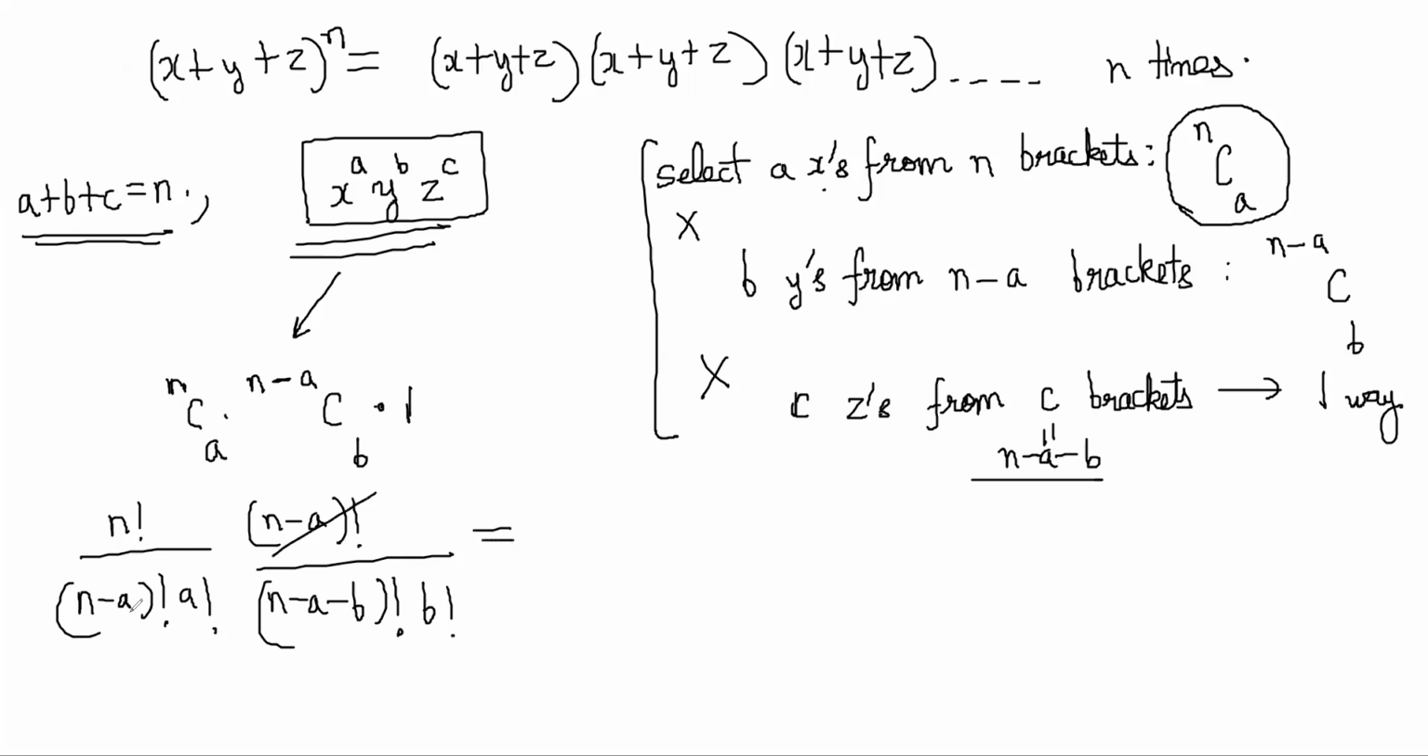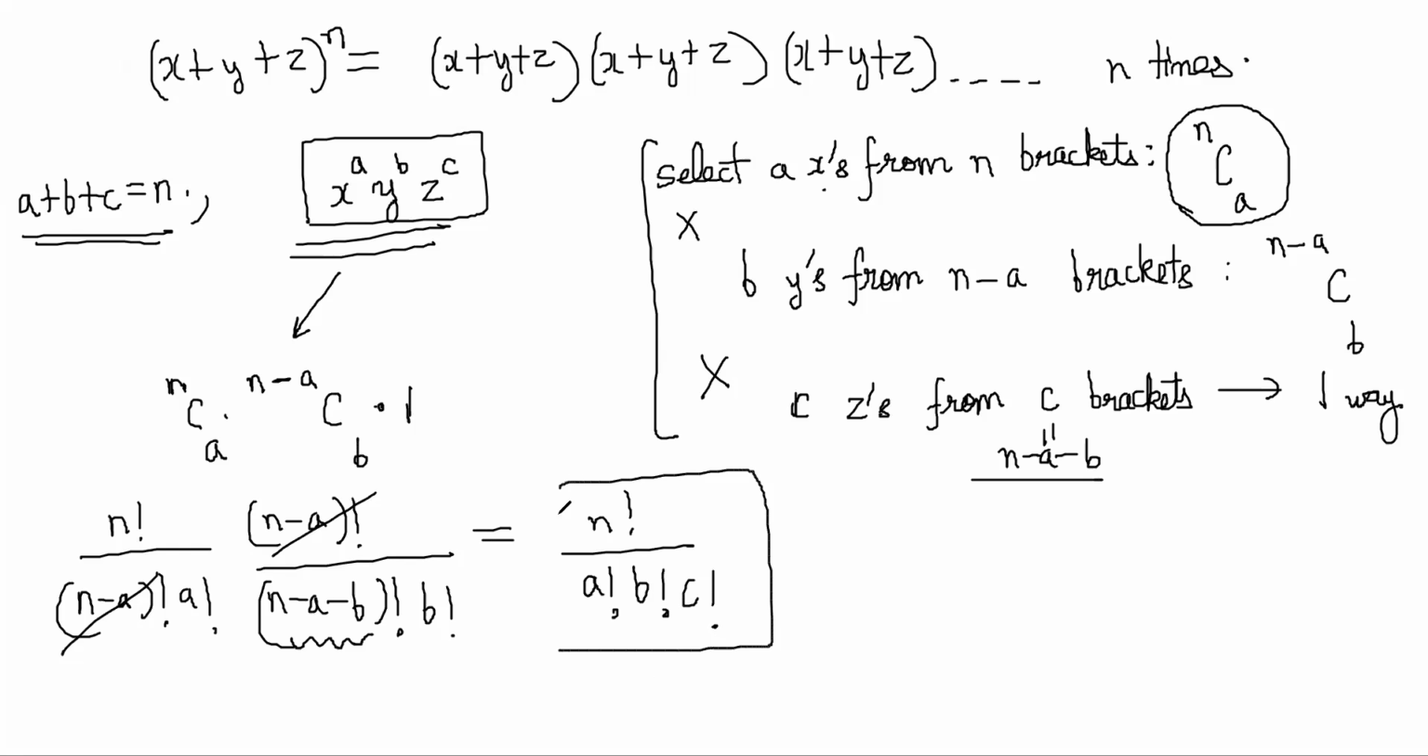is equal to, cancel off this and write n minus a minus b as c, right? So you can say that this is equal to n factorial by a factorial b factorial c factorial. So that many different ways you can make this particular term, right? So the coefficient of this has to be this now. That is the logic. The number of different ways you can make this term, that many times this will come, right? When you multiply it.